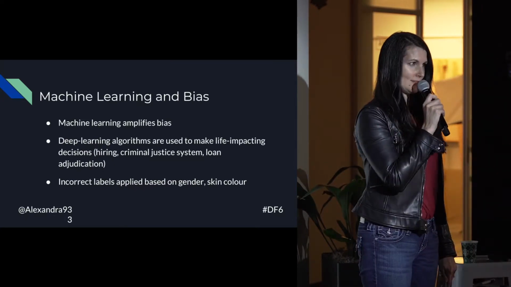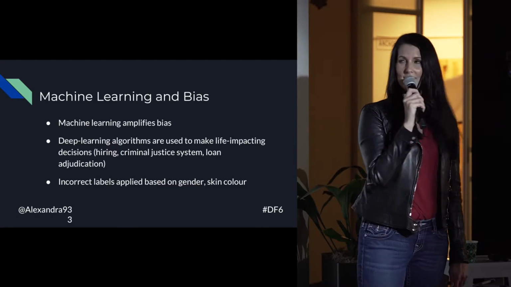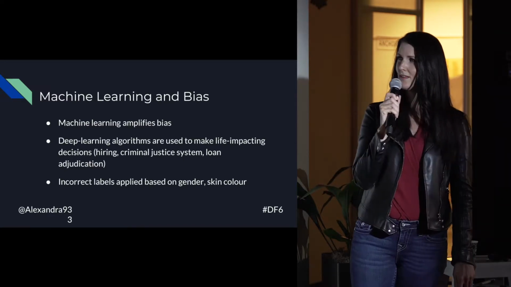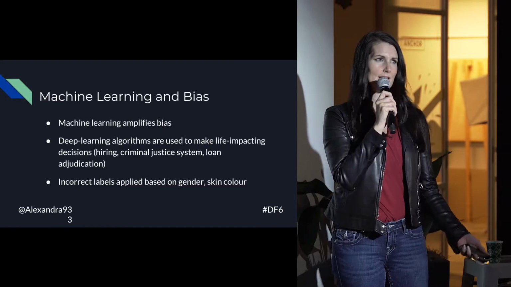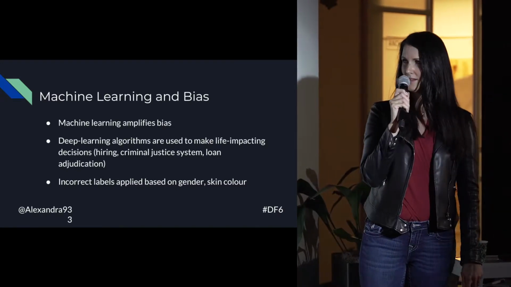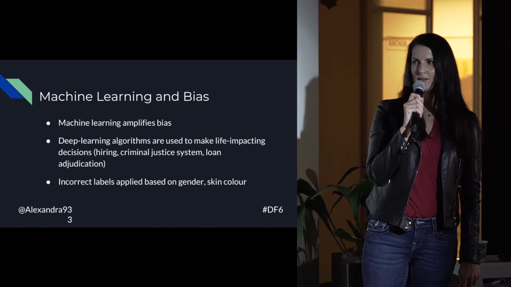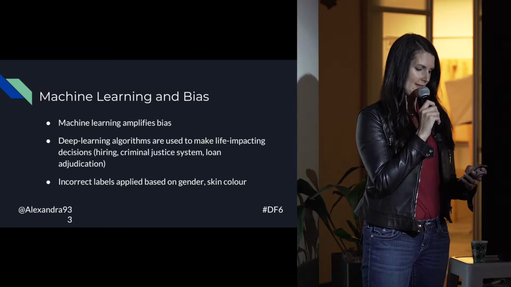Why is that a problem? Because a lot of the deep learning algorithms are based on data sets that are biased. Now, what happens is data sets are used in making decisions. So these are life-impacting decisions. Hiring, they're used in the criminal justice system, loan adjudication. You often see incorrect labels time and time again applied based on gender and skin color, and I'll give you two examples.